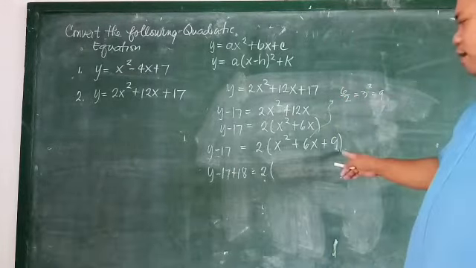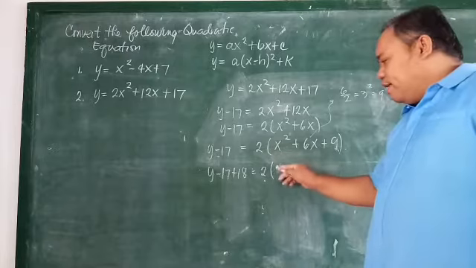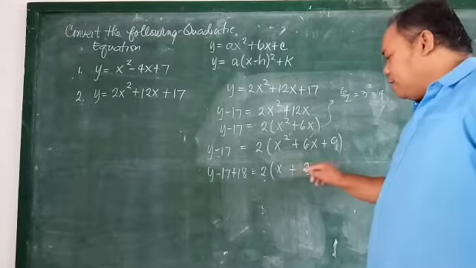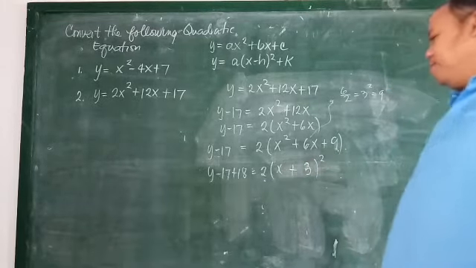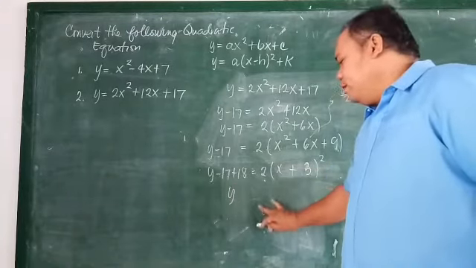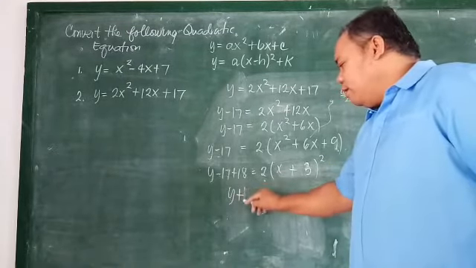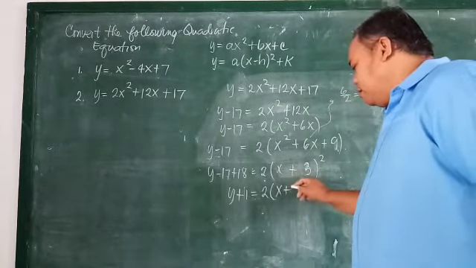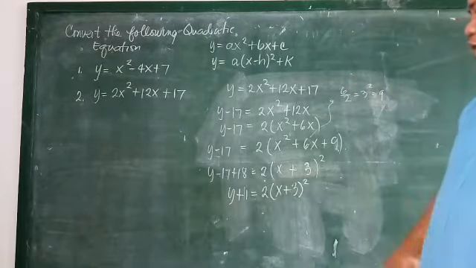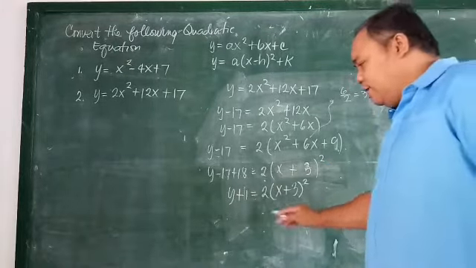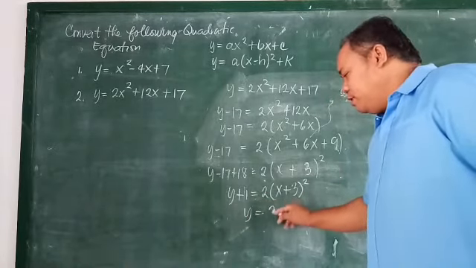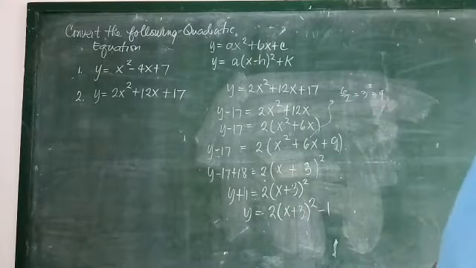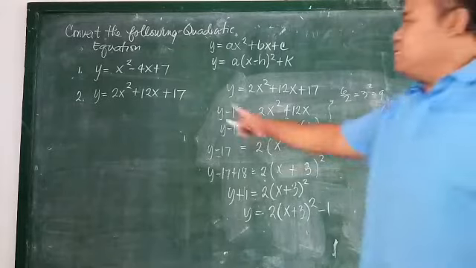Then we're going to express this one as a square of a binomial. So the square root of x squared is x. The square root of 9 is 3. Since the middle term is positive, it's positive 3, squared. So this is y plus 1 equals 2 times (x plus 3) squared. Lastly, we're going to transpose 1 to this side, so this will become y equals 2 times (x plus 3) squared minus 1. So that will be your standard form of this equation.